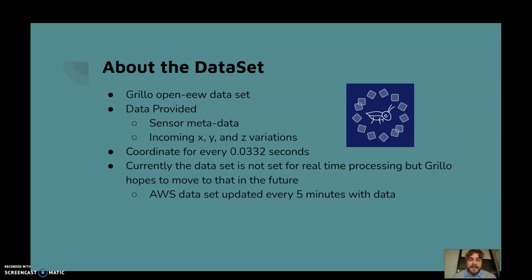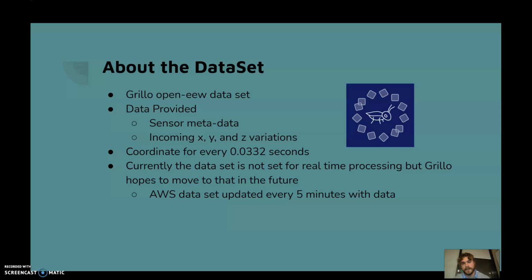So a little bit about the data set. I'm using Griot's Open EEW dataset. The data provided is sensor metadata and incoming X, Y, and Z variations on their sensors. So the metadata provided are things like location and update time. The model that I'm demonstrating for you today is learned and specialized for a specific sensor because a lot of them have different update times.